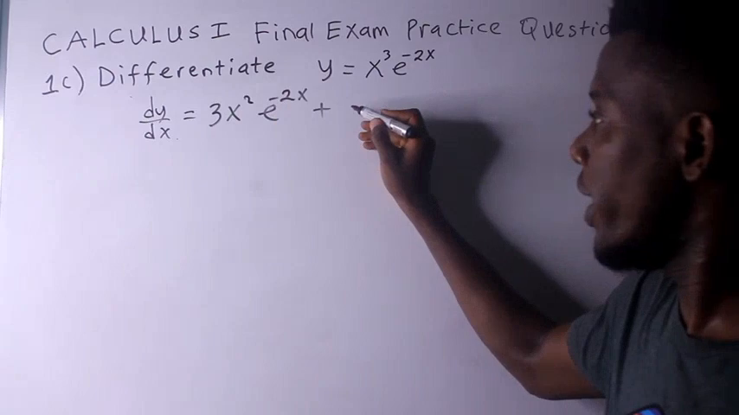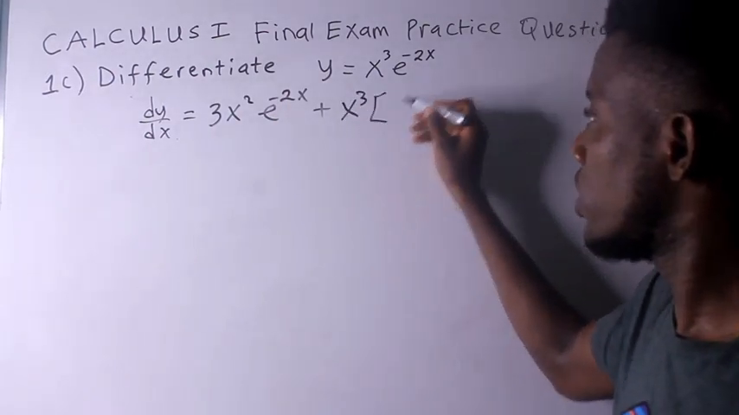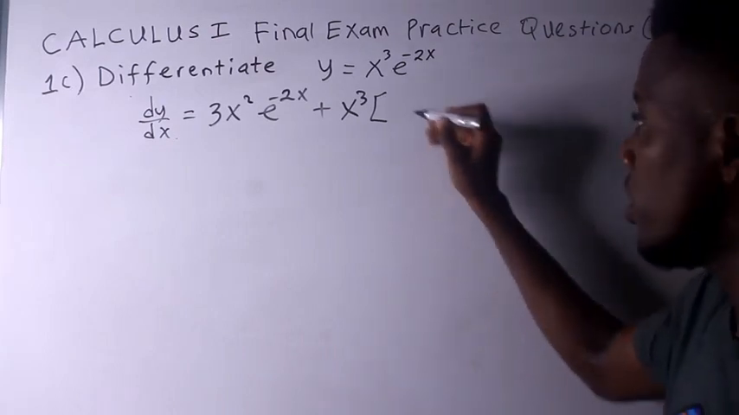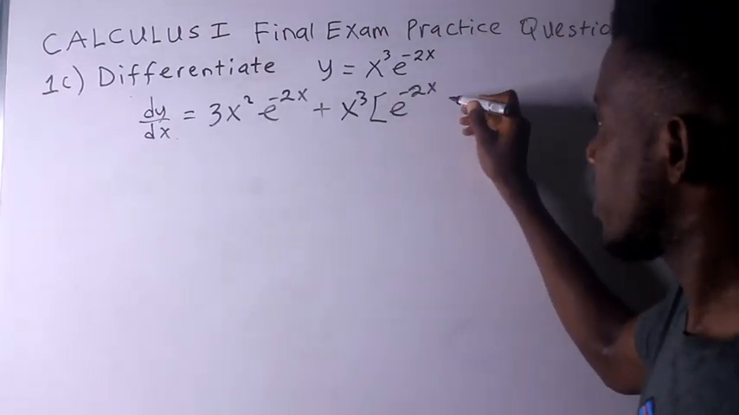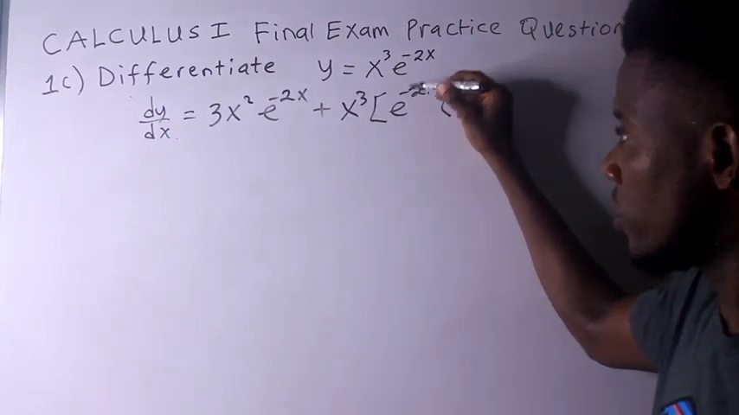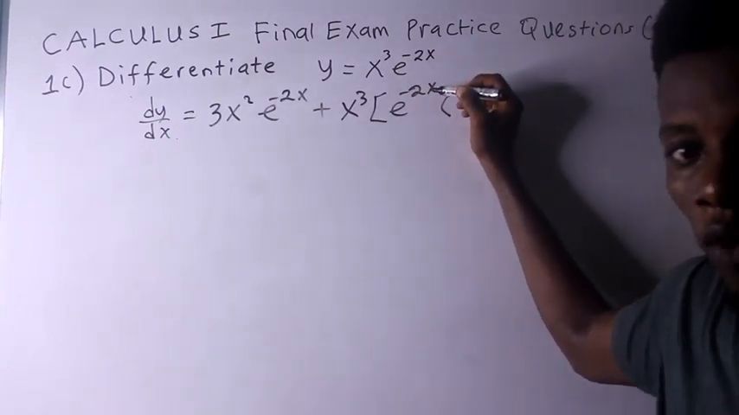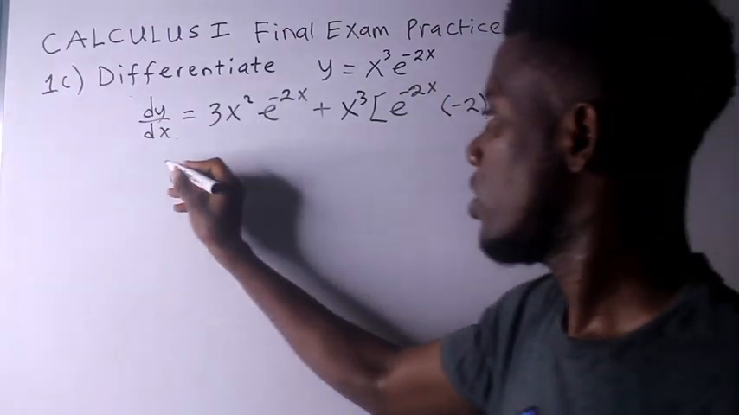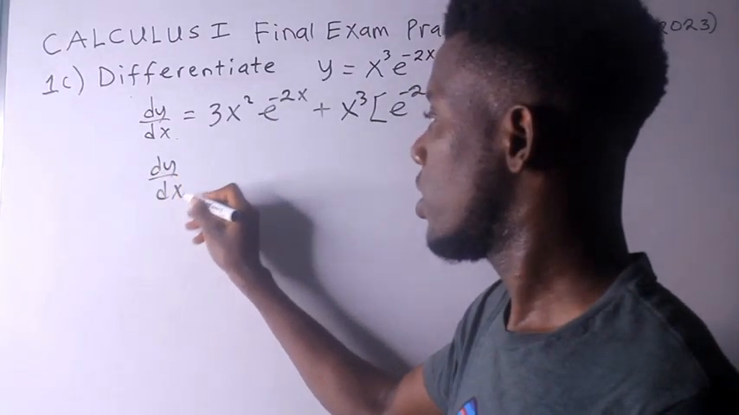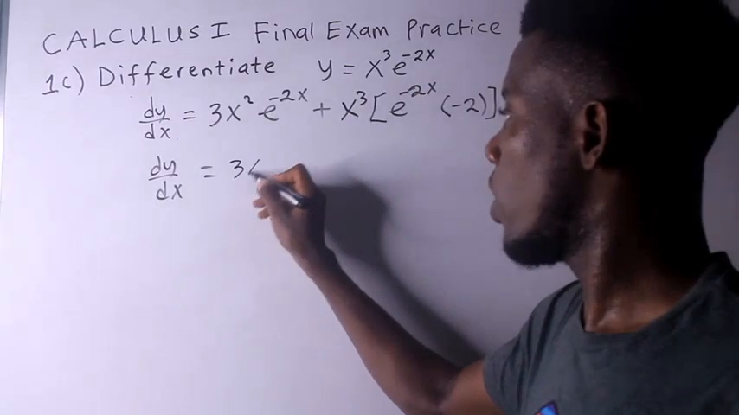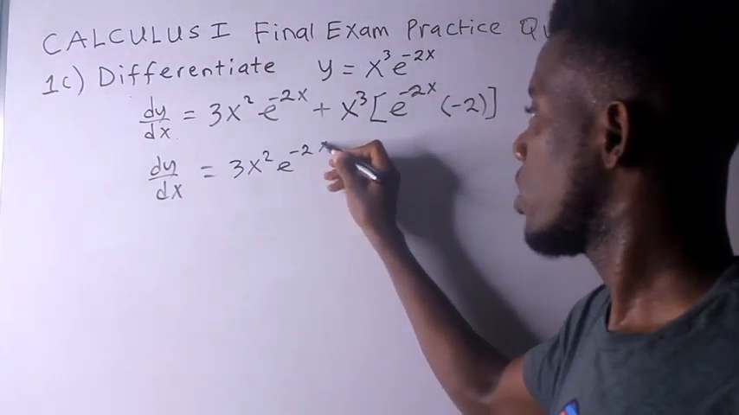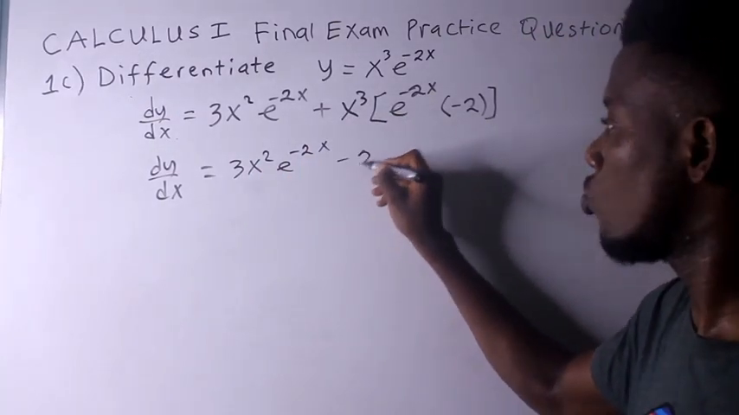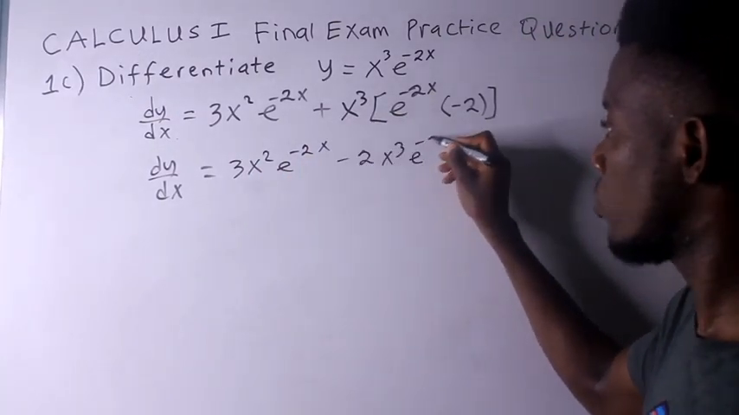we then hold x cubed constant and then differentiate e raised to the power of minus 2x. The derivative of e raised to the power of minus 2x is e to the power of minus 2x times the derivative of minus 2x. What is the derivative of minus 2x with respect to x? That's just minus 2. So go right ahead and simplify. Dy by dx is equal to 3x squared e to the power of minus 2x. Now, negative 2 times x cubed is negative 2x cubed e to the power of minus 2x.